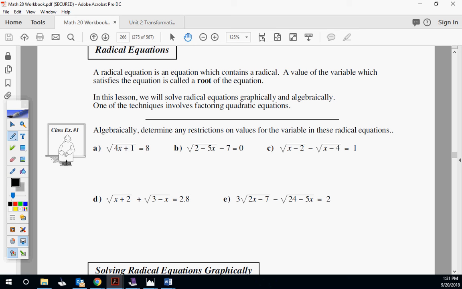Okay, so radical equation. A radical equation contains a radical. A value of the variable which satisfies the equation is called a root. When you solve the radical equation, you call those roots. They're possible answers. Here's the catch. Not all your solutions may be solutions. We have to check them. Okay? There are some that are called extraneous.